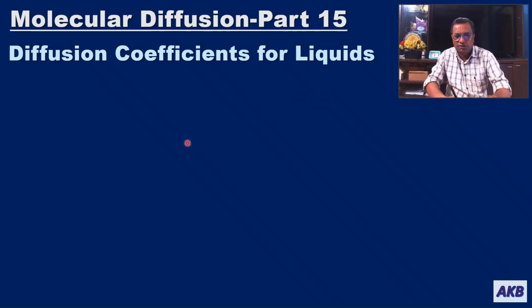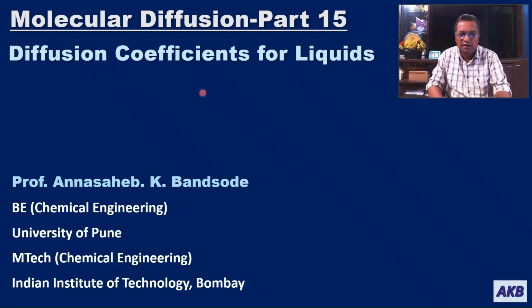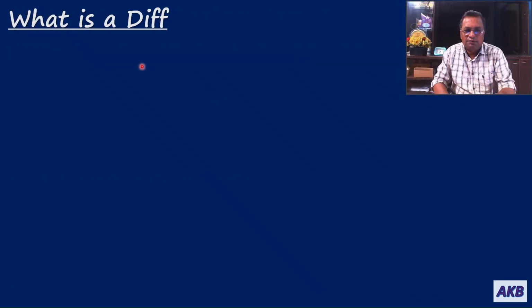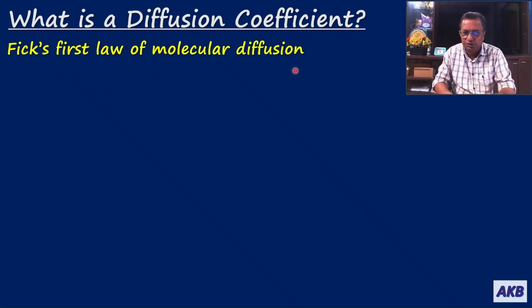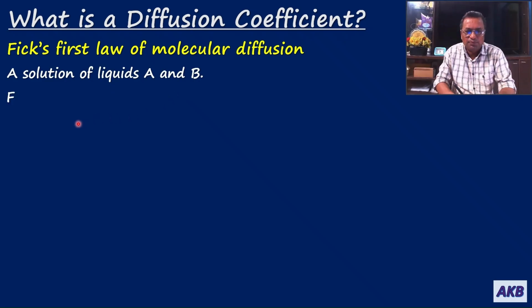So in this video lecture, I will be discussing a few equations that are available in the literature for calculating diffusion coefficients for liquids. So let us begin the discussion. First of all, let us understand what is a diffusion coefficient. For that, we need to know Fick's first law of molecular diffusion, and we can understand this law by considering a solution of two liquids, liquid A and liquid B.